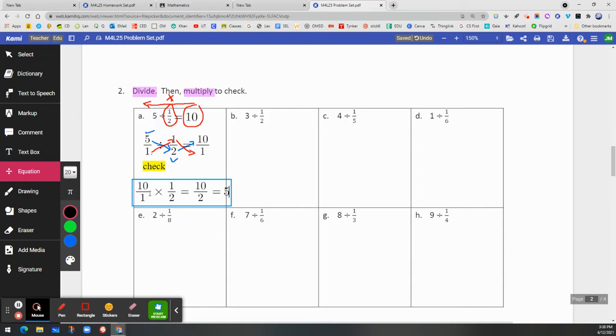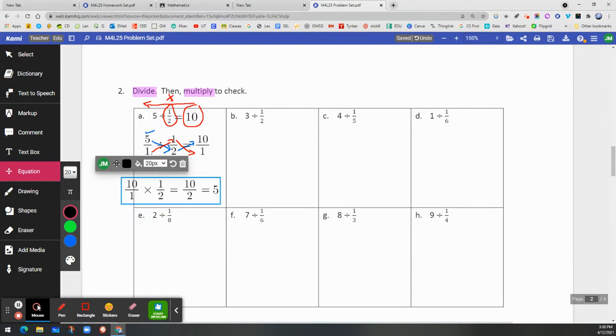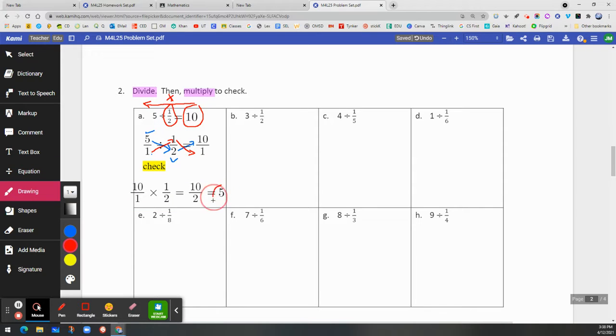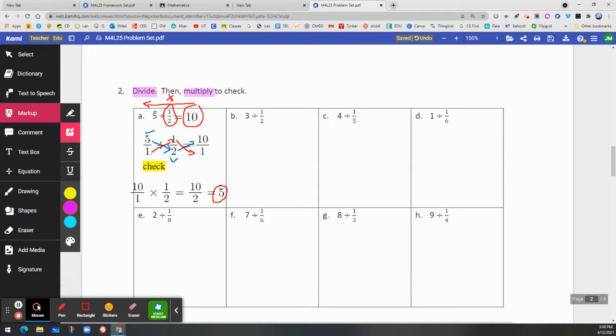And now, when we do this checkup, when we check with the multiplication, the answer of the multiplication must be the same as the dividend of the division.